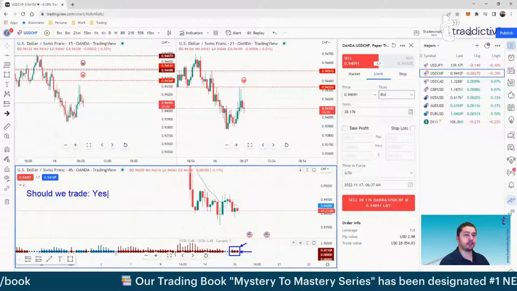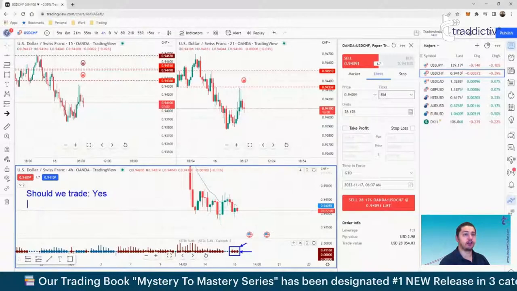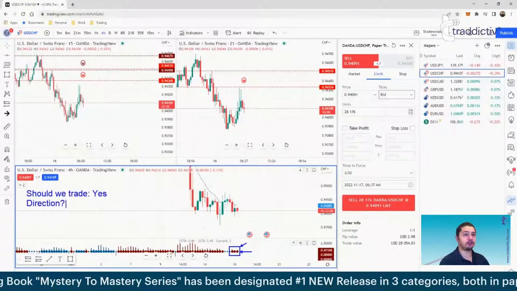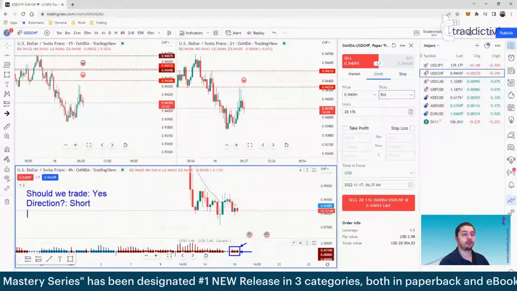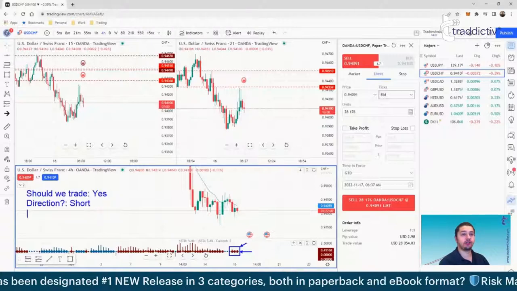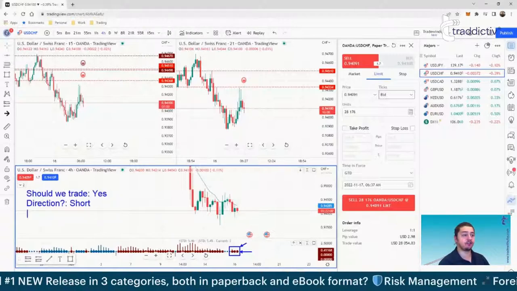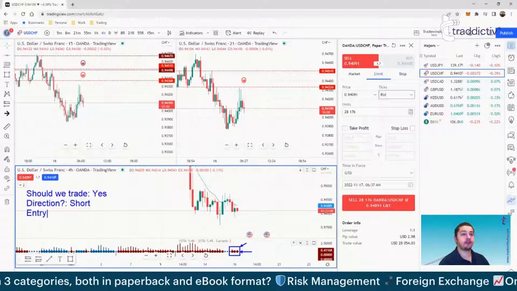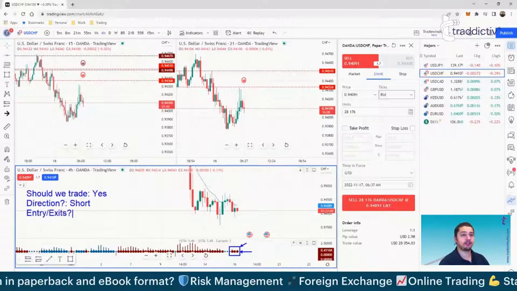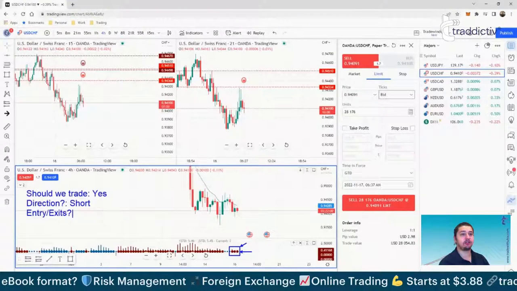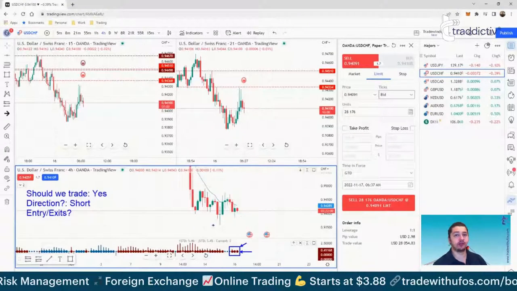Right, answer is yes. Okay, and then we need direction, short. Well, what's the next thing we need? We need an entry, right? Entry, exits. How do we do those? Well, we do those the following way.